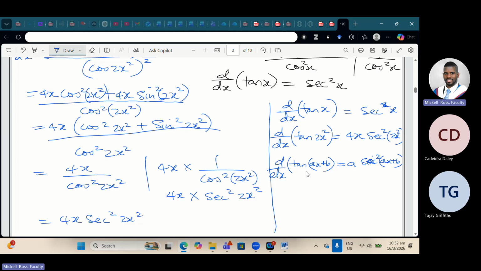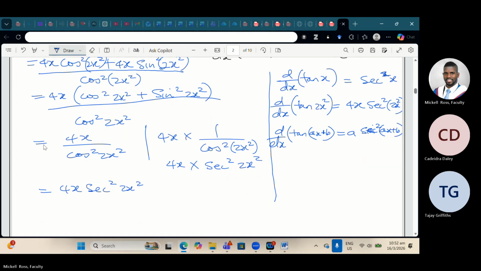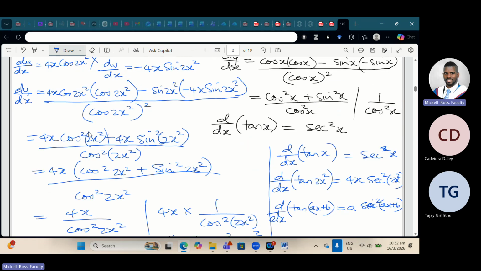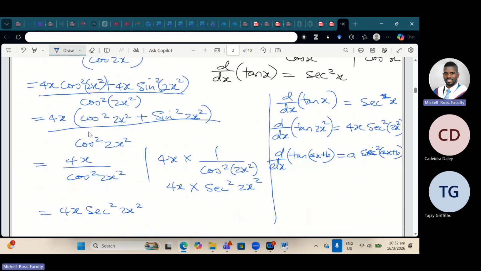Let me give you another example so you can see what I'm talking about. That was number 7. Say, for example, number 8, we have y is equal to tan of 2x plus pi. Tan of 2x plus pi.